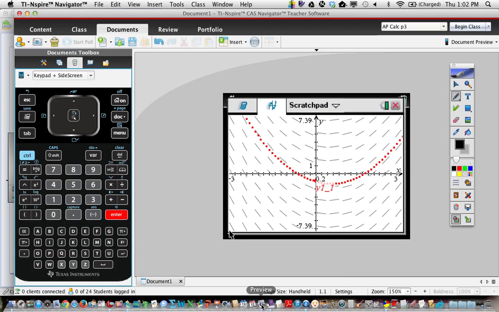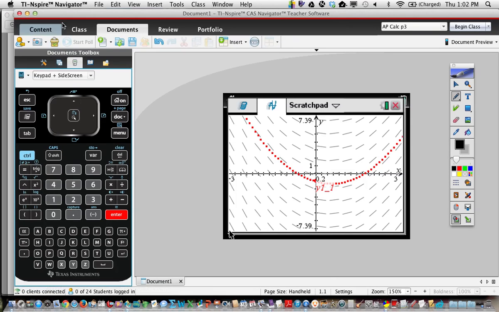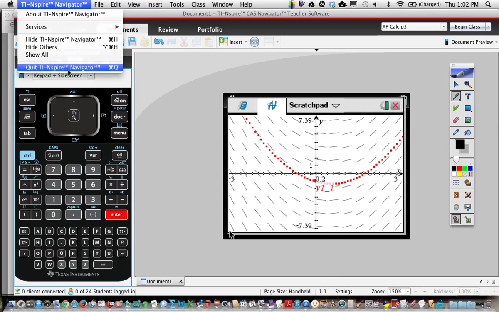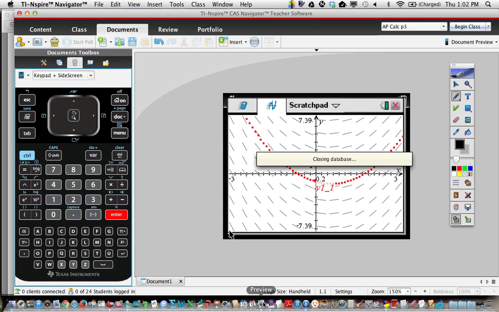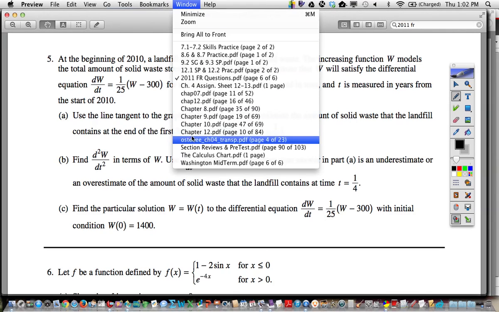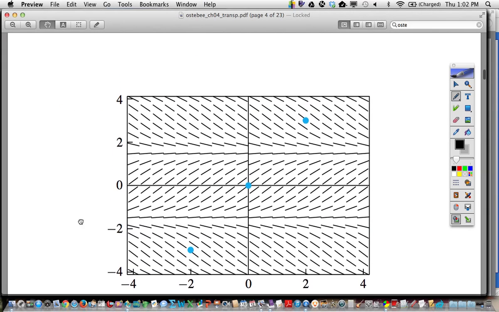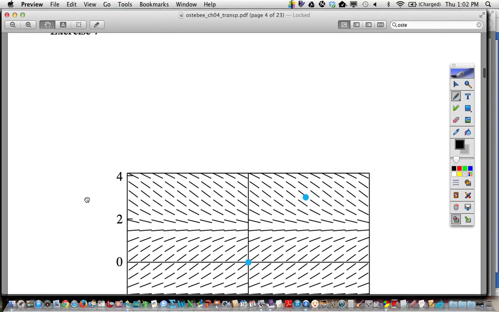So let's turn to your book now at this point. Turn to page 217. This is problem number 7.